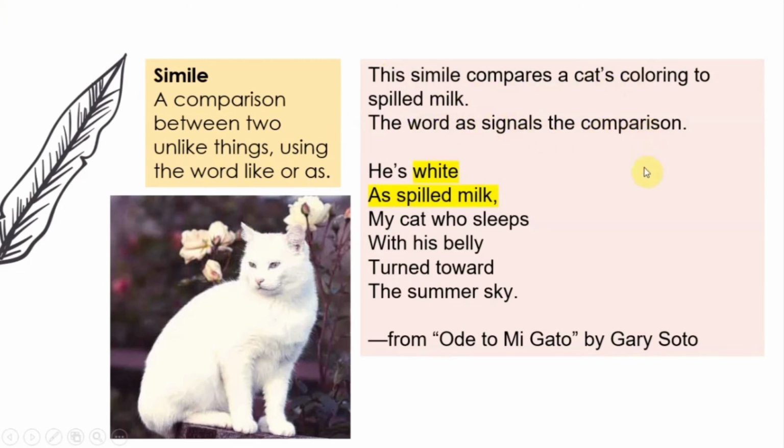He's white as spilled milk, my cat who sleeps with his belly turned toward the summer sky. From Ode to Mi Gato by Gary Soto.